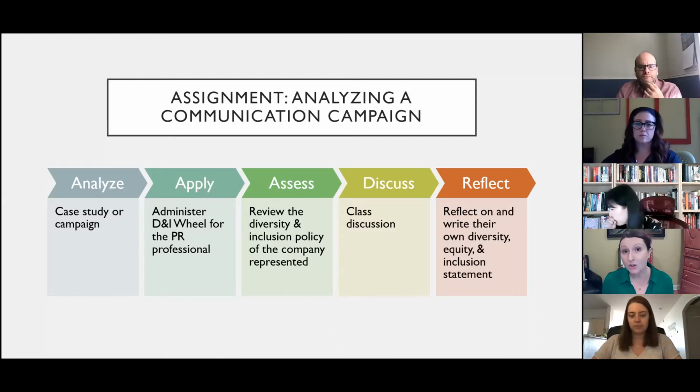I personally like to do this at the very beginning of the semester so that it becomes rote for them. It becomes something that every time we talk about diversity, equity, and inclusion, I can pull out the wheel and they understand the concepts that we're talking about. Adrienne, how do you introduce this in your class?